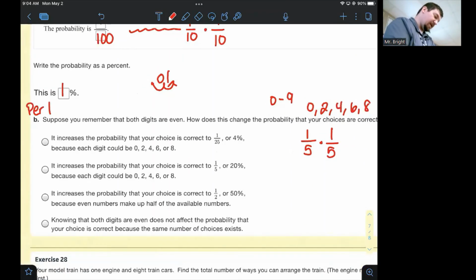1 out of 25. So it increases your probability from 1/100th to 1/25th, which 1/25th is 4%, because there's like 25 quarters, right? 25. So it's 4%. So you increase your percentage. It's like, wow, that should be a big increase. You go from 1% chance of getting both of them to 4% chance of getting both of them. Yay. You still need to know what they are.